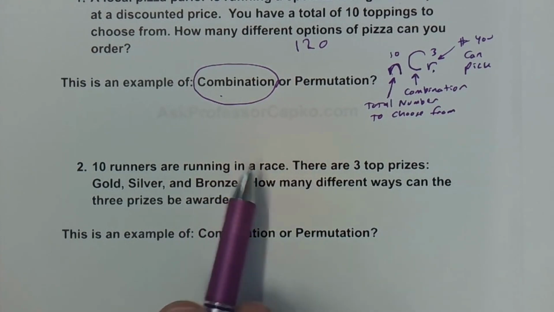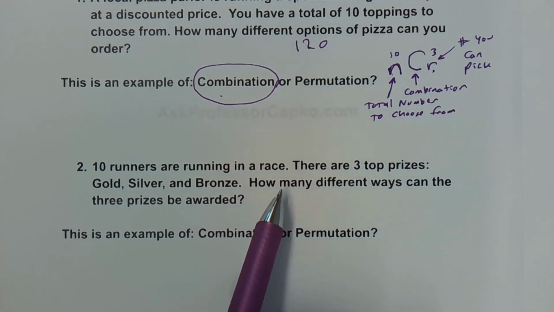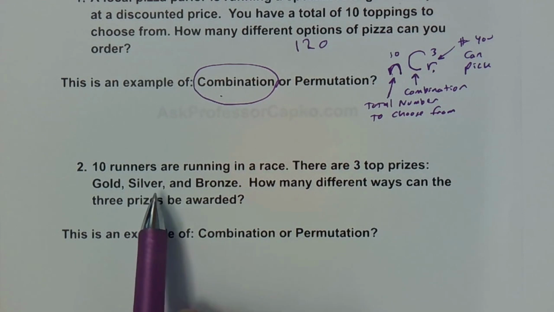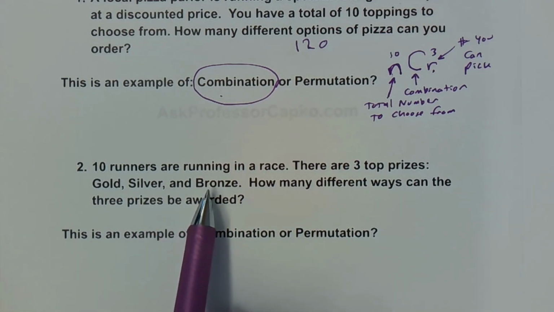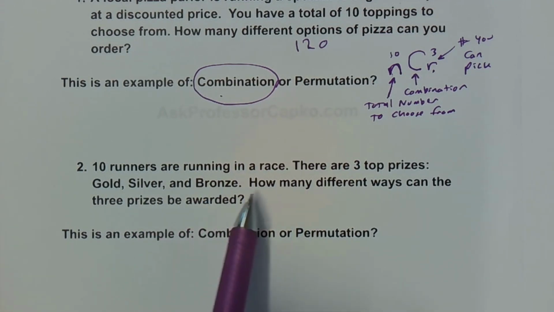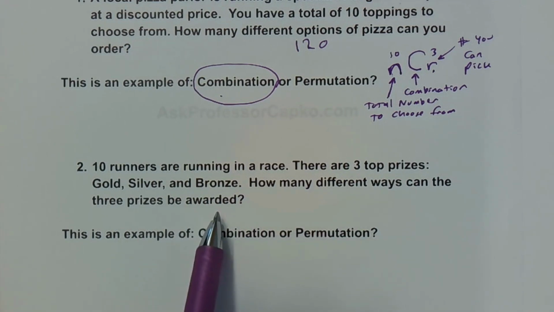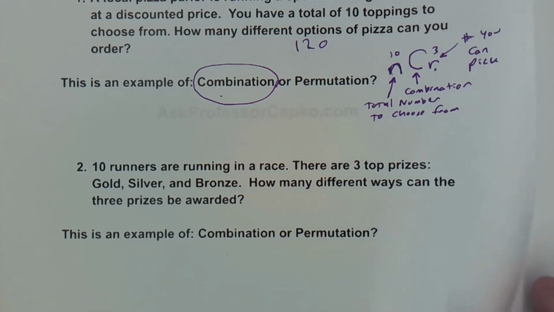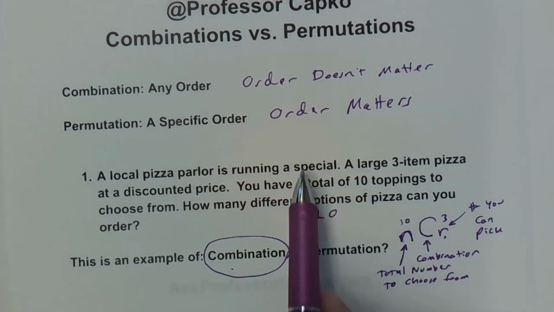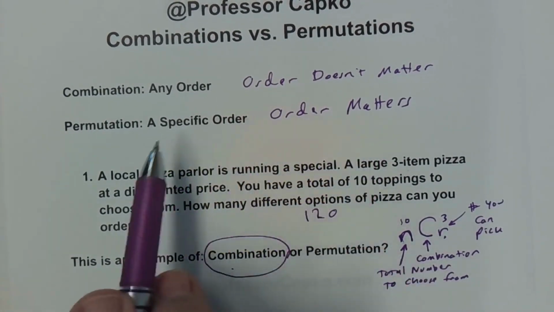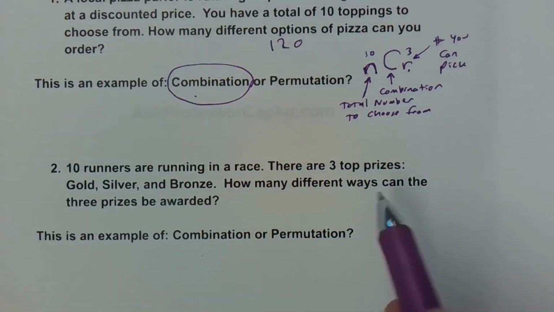But we've got gold, silver, and bronze. Because we can only award 1 gold, 1 silver, and 1 bronze, and the first person who comes in gets the gold, the second gets the silver, and the third gets the bronze, what do we know? Well, first of all, we're asking how many different ways can the 3 prizes be awarded. Is this a combination or a permutation? You're right, because order matters. In a race, order matters. This is a permutation, so I'm going to circle that here.